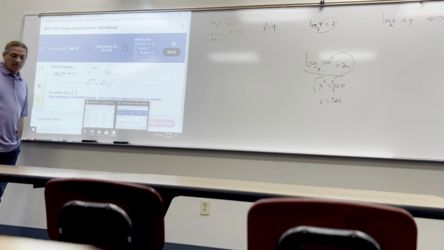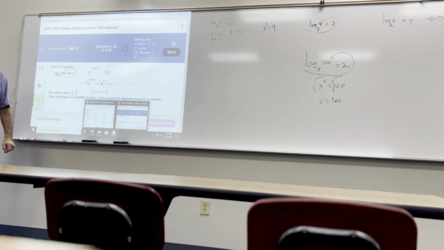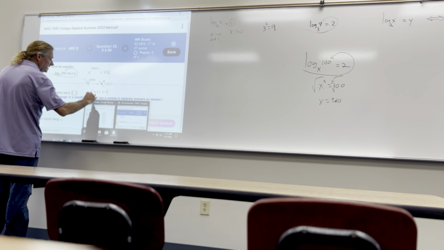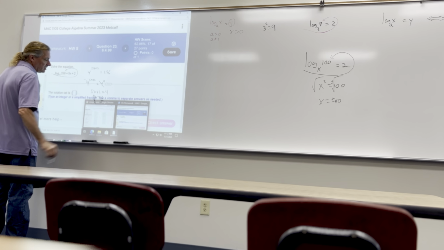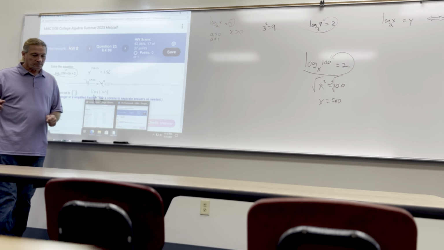So that means we can strike the bases and say that 5x plus 2 therefore must equal 4. And that's a pretty easy equation to solve. So we're going to subtract 2 from both sides. 5x is equal to 2, divided by 5. And you get 2 over 5 for the answer.